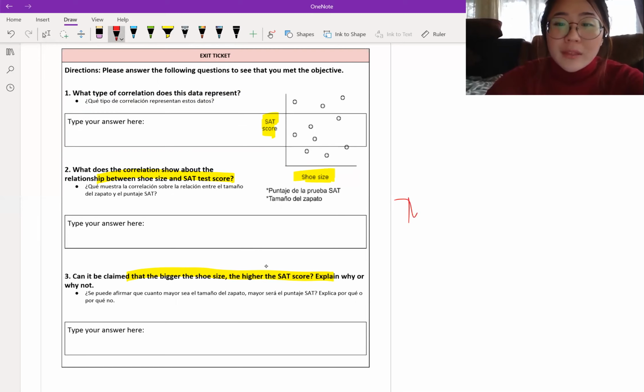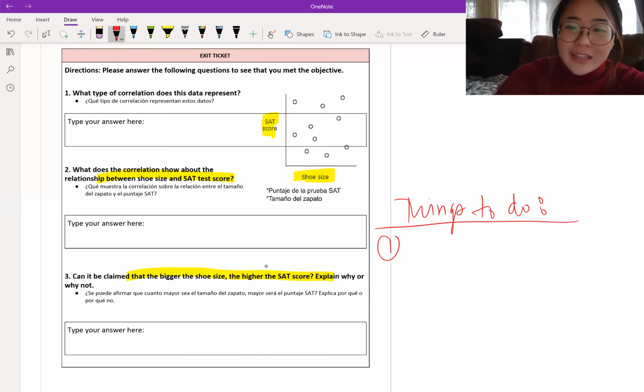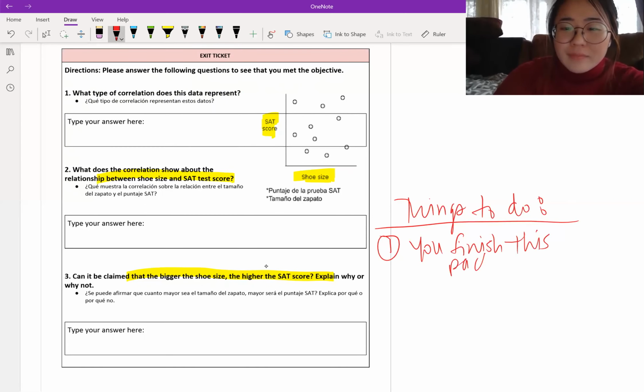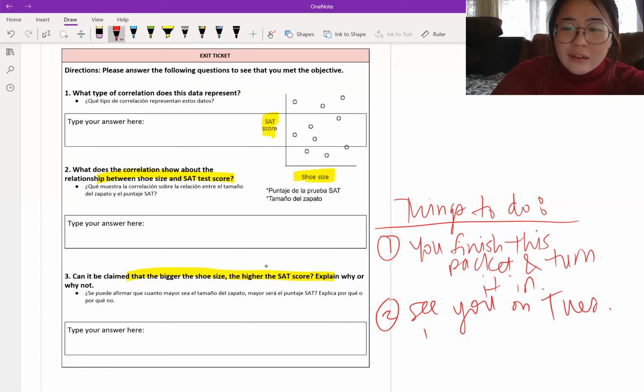But yeah, so things to do moving forward, make sure that 1, you finish this packet and turn it in. 2, see you on Tuesday in our live session.